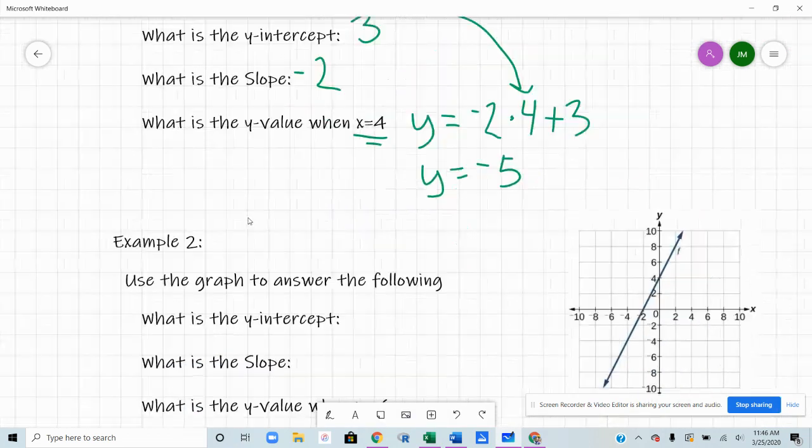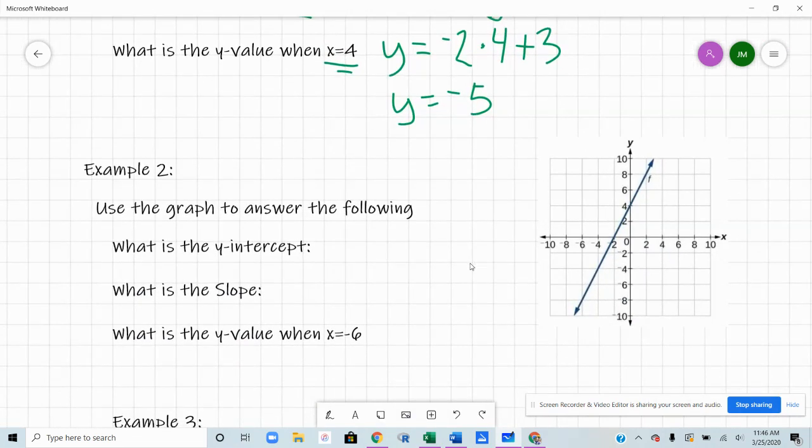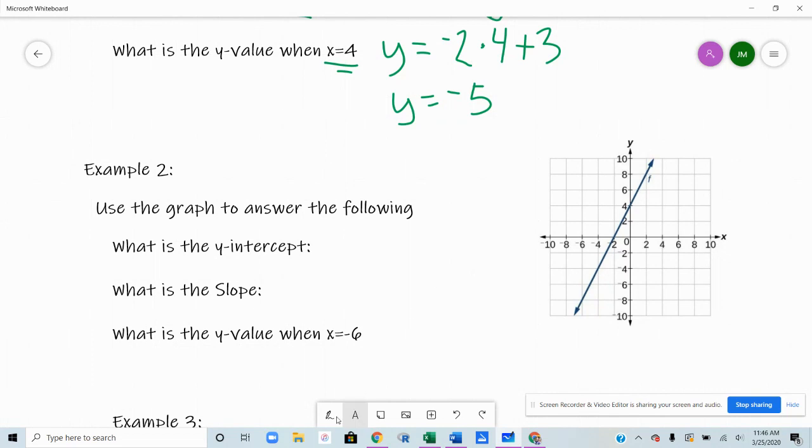Now our next example, we're going to use our graph to answer these same questions just using the graph. Okay? So what is the y-intercept? Remember, the y-intercept of a graph is on the y-axis. So your y-axis is here. We're going to look, and here's our y-intercept. It is at 4. So y-intercept is 4.